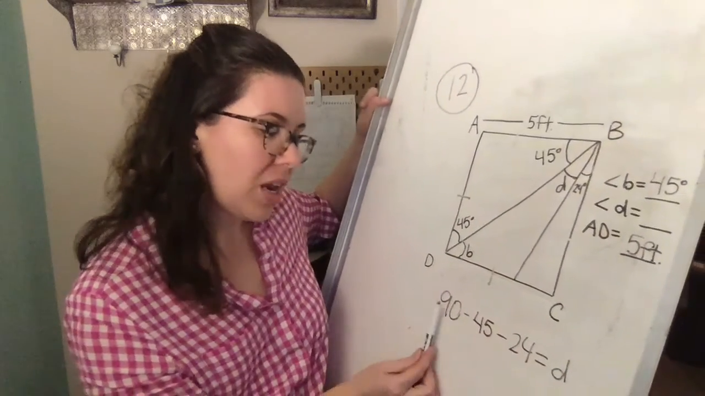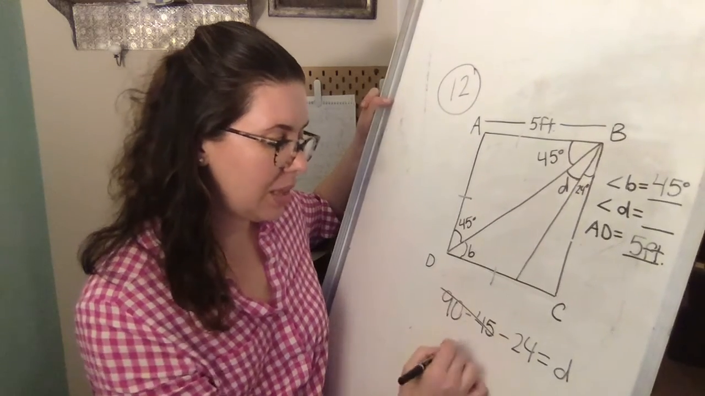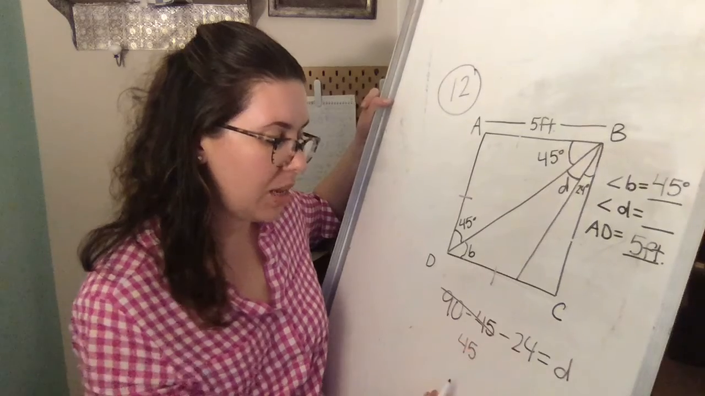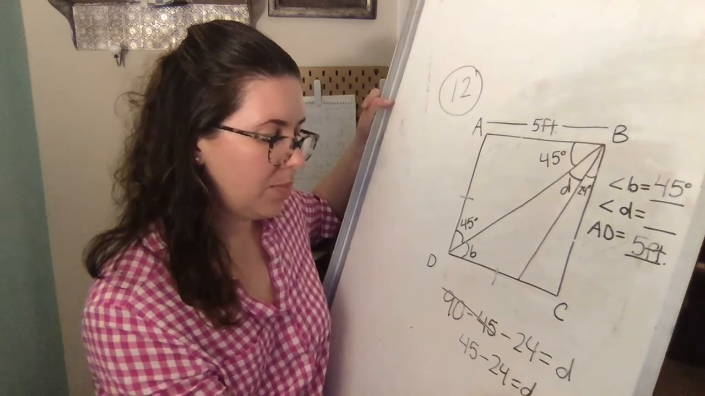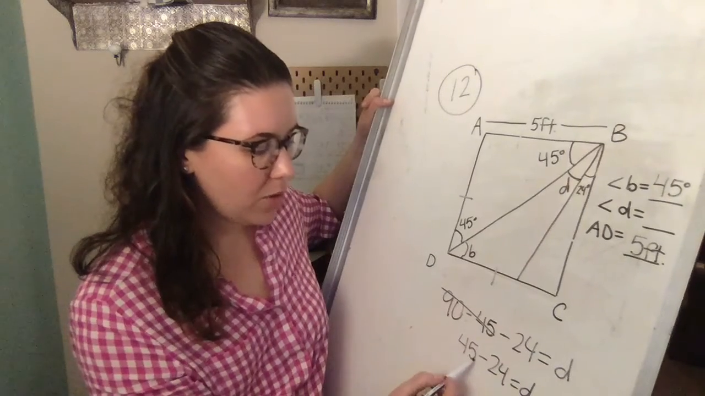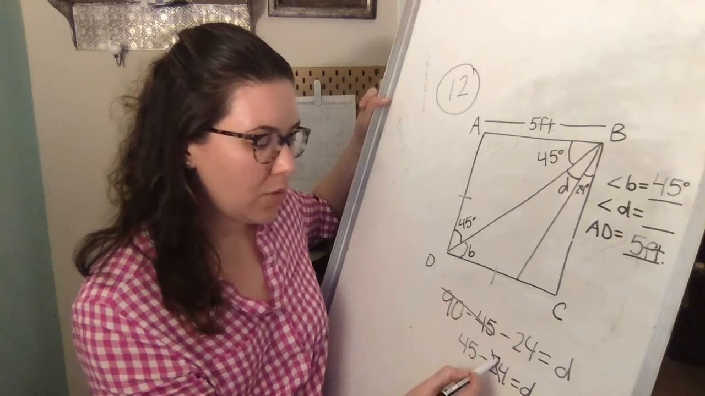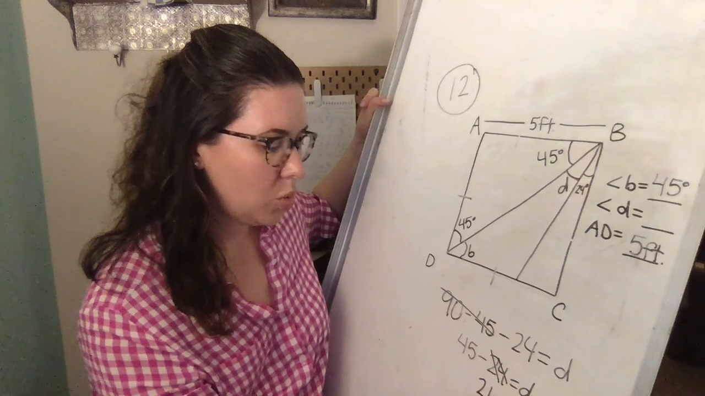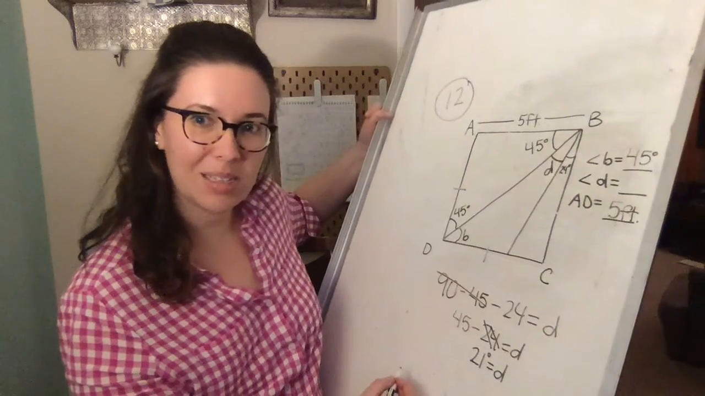Well, I already know that 90 take away 45 is 45 because I just did that on my last problem, so I'm going to start there. 45 take away 24 is D. 45 take away 20 is 25. Take away 4 is 21. And that's my angle for D. Well, you can barely see that bottom. Sorry, guys.